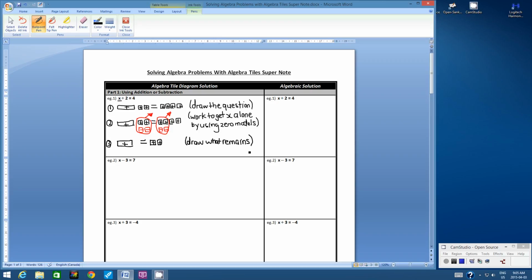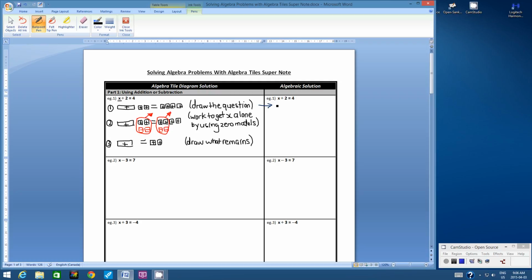Okay. All right, so that's the algebra tile diagram solution for example 1. What we like to do is always pair the tile solution with the algebraic solution. The algebraic solution doesn't require as much room, but it basically follows the same steps. So we can correlate each step from the algebra tile solution to the algebraic solution.